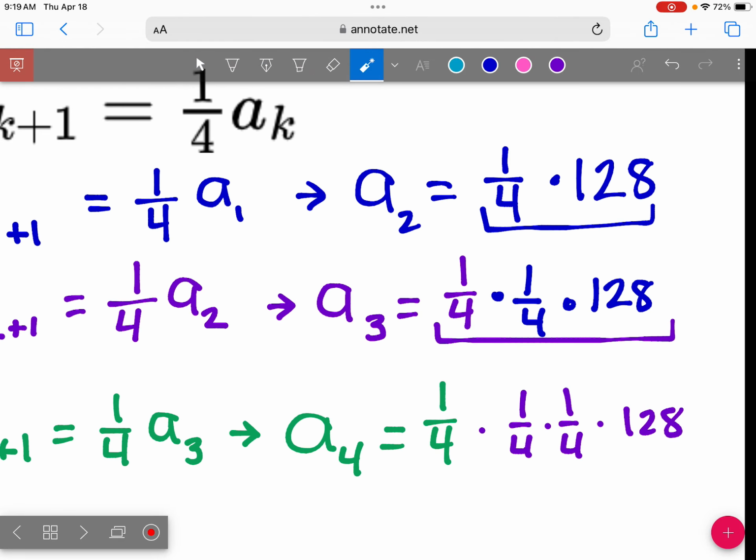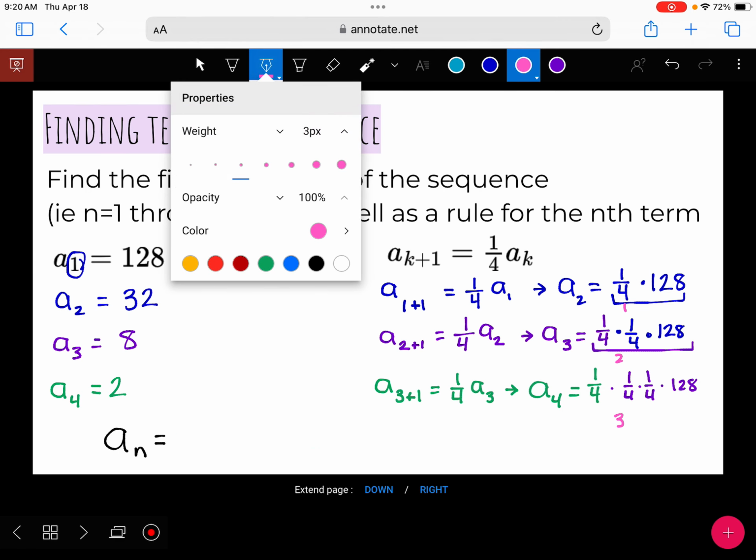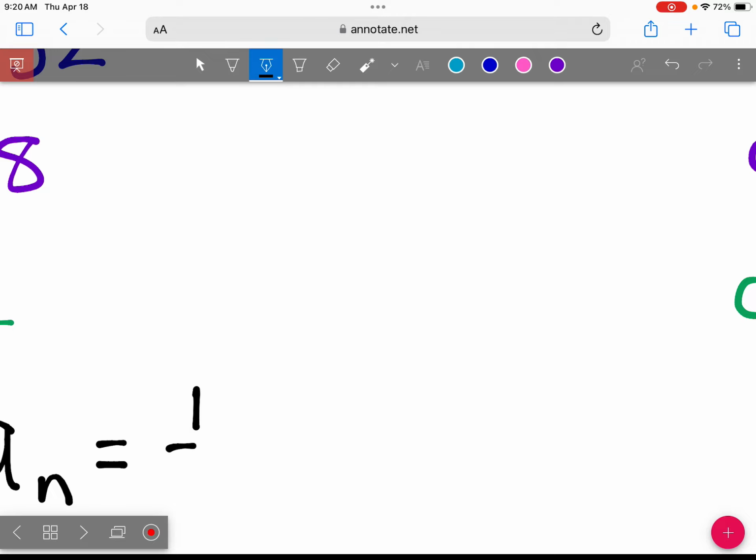What do we notice? We're dividing by 4 each time. Absolutely right. So, looky here. How many 1/4 do I have in this one? 1. How many 1/4 do I have in this one? 2. How many 1/4 do I have in this one? 3. So we're taking 1/4 times itself how many times? N minus 1.